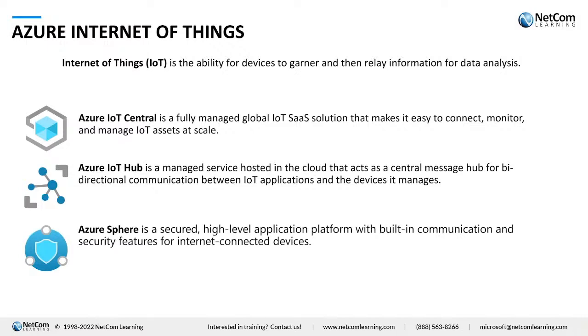And so in Azure, there is the Internet of Things control platform, which is made up of 3 parts. The first part is Azure IoT Central, and this is a fully managed global IoT SaaS solution. What this does is it allows you to connect to, monitor, and retrieve information from the different IoT devices that you have in your building.